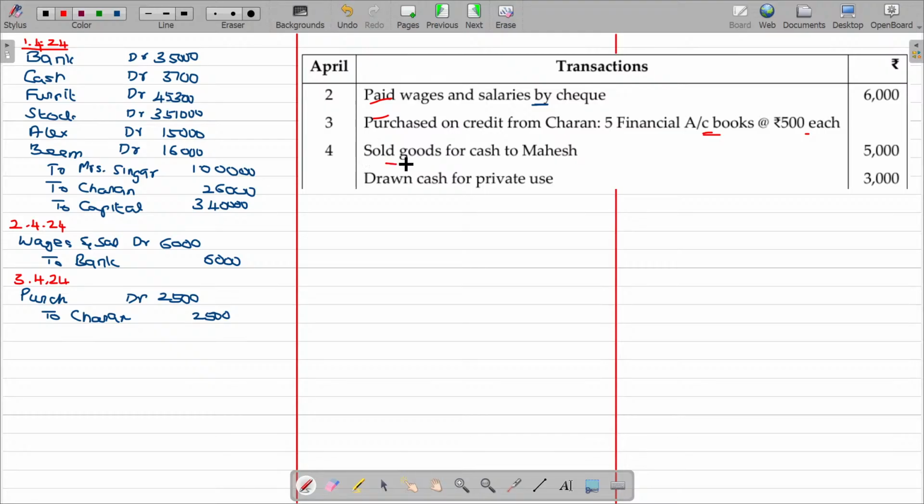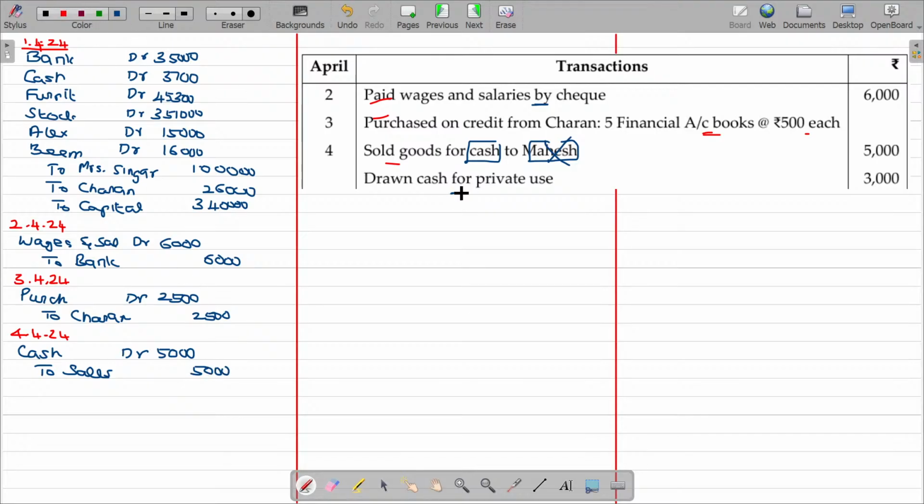And sold goods for cash to Magesh. This happens on 4th April 24. Sale to Magesh, though the name is given, it's a cash transaction, so the party's name does not matter for me. The journal entry in this case being cash account debit to sales. The value being 5,000.